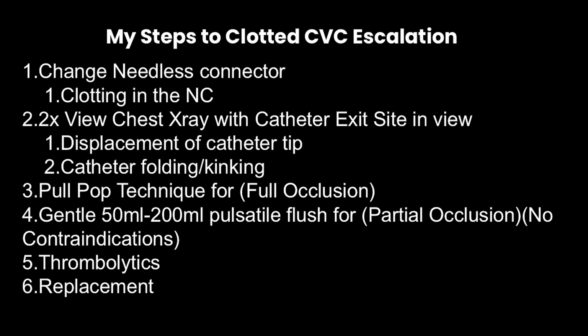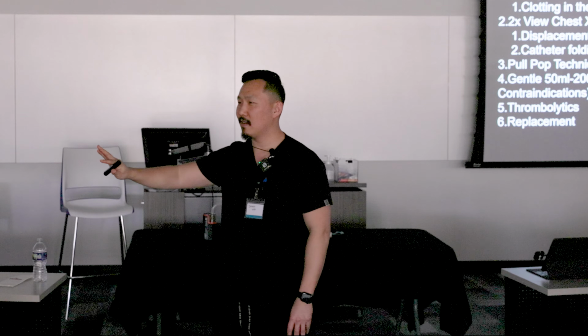Gentle 50 to 200 ml pulsatile flush if there's partial occlusion and if they do not have contraindications. If they're fluid restricted, don't do that. You're gonna have to use thrombolytics, all right? Now, thrombolytics is the second to last, and then if we can't do it with thrombolytics, we have to replace it. Why would thrombolytics not work, do you think?